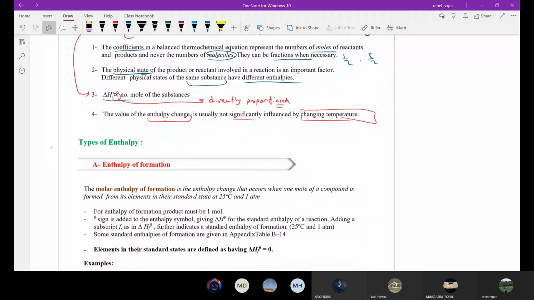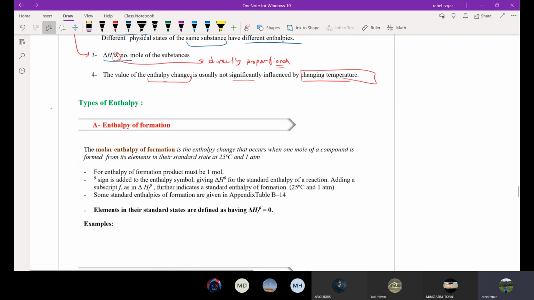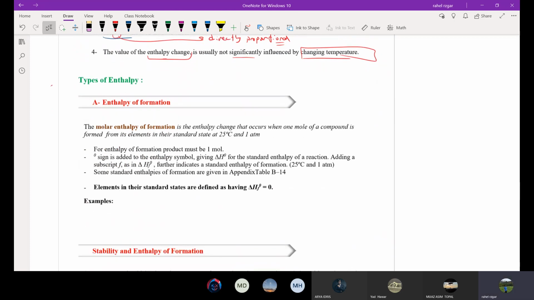All right, so these were some reminders and some notes regarding the delta H, regarding enthalpy change for a reaction. Now we have to study types of enthalpy.